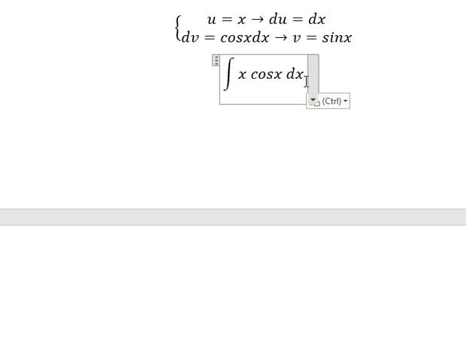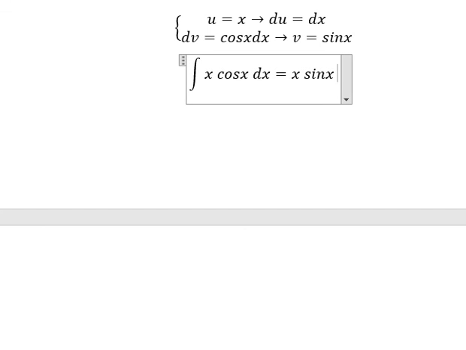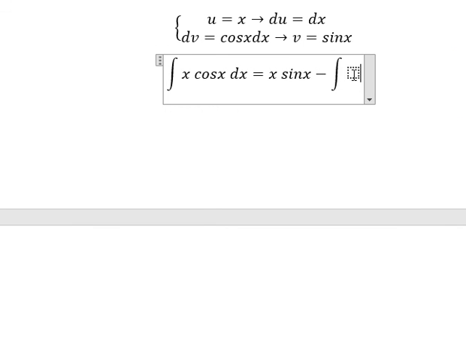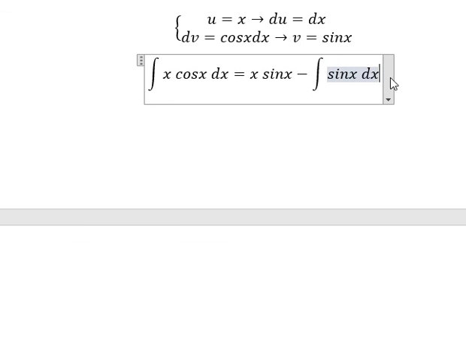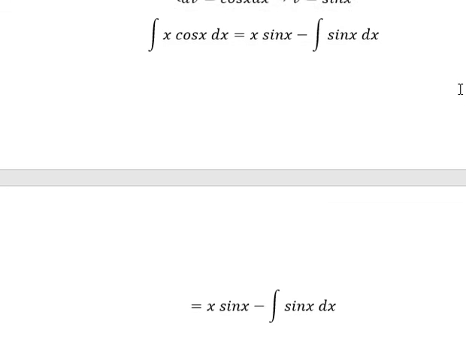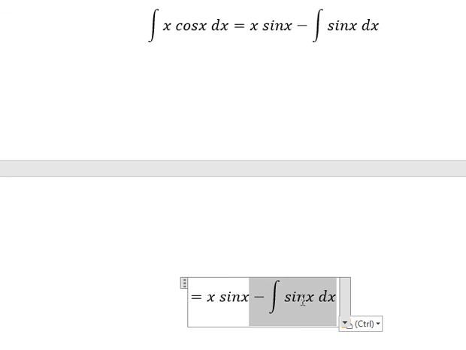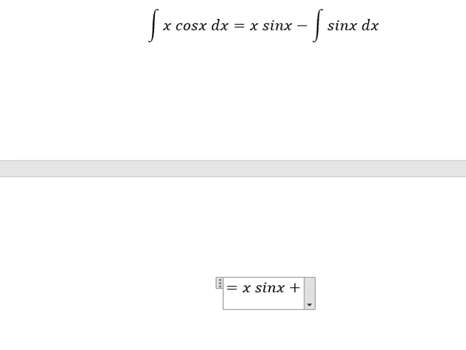So this one, we have u multiplied by v, minus du multiplied by v. So we have sin x dx, the integration of negative sin x, we have positive cosine x, and I will put c.